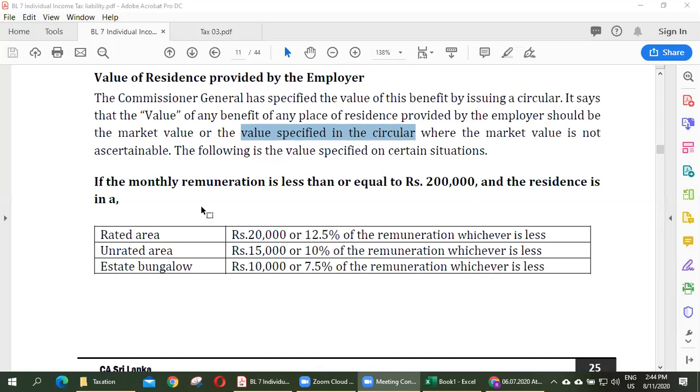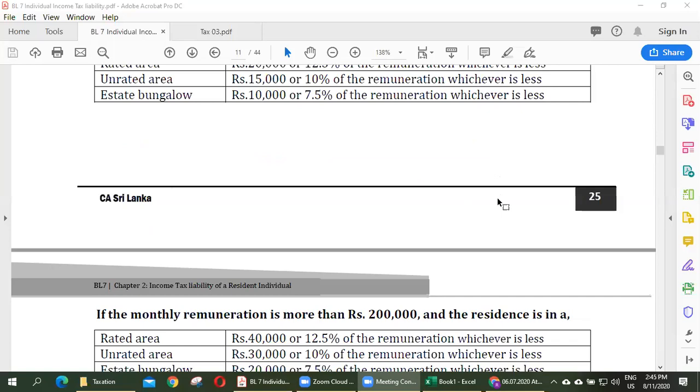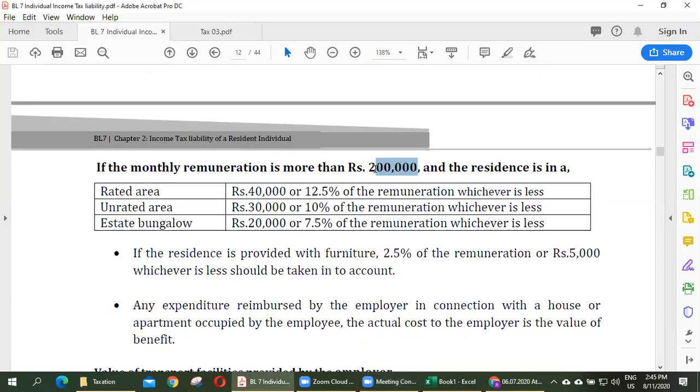The first rule is we have to test whether his monthly income is above 200,000 or below 200,000. In this scenario, his salary is 400,000, which means above 200,000. Therefore, we will use this table. His house is situated in a rated area. Therefore, we have taken 40,000. When we calculate 12.5% of 400,000, it will be more than 40,000. Therefore, we take 40,000. And the house is provided with furniture. Therefore, we will take 5,000 per month, and we have taken that.